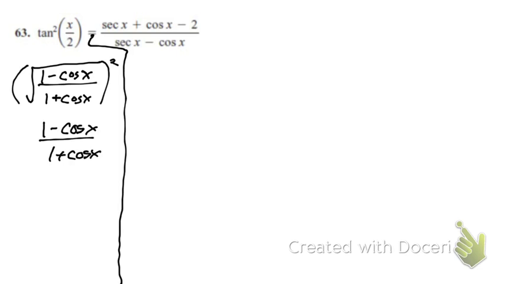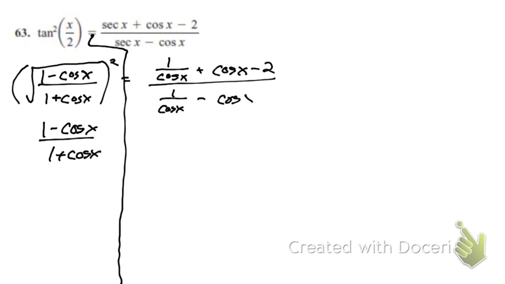Like I said, on a test, if you're not sure what to do, do something correct. You'll get more points for doing something correct than making up stuff and then somehow forcing it to be right. So if I'm not sure what I'm doing, I'm just going to change my secants to cosines. So we'll change that to 1 over cosine x plus cosine x minus 2, all over 1 over cosine x minus cosine x. I still don't know much to do.